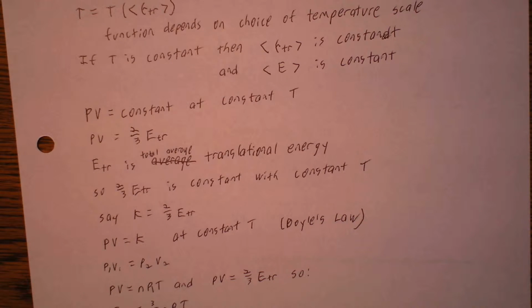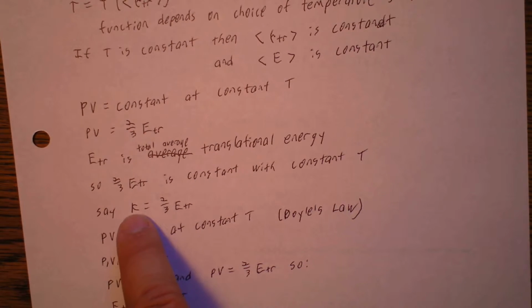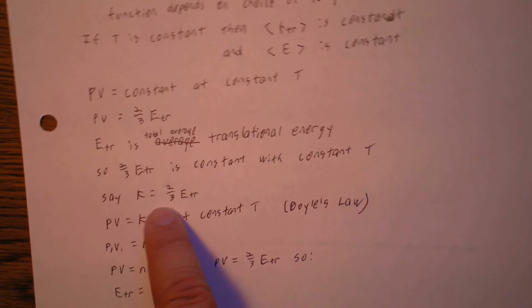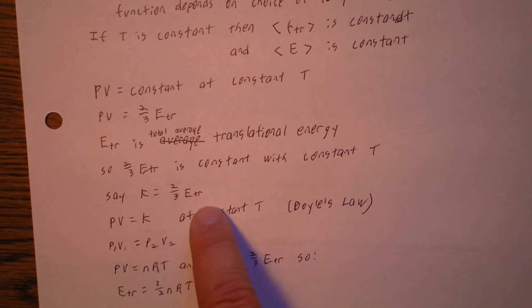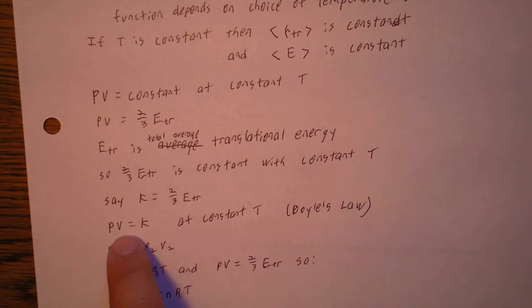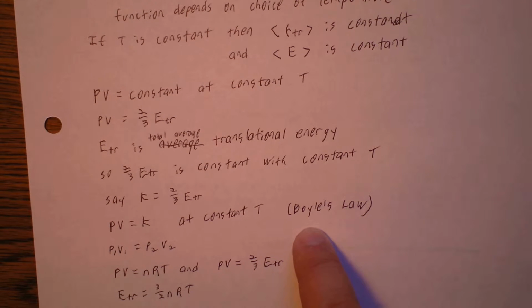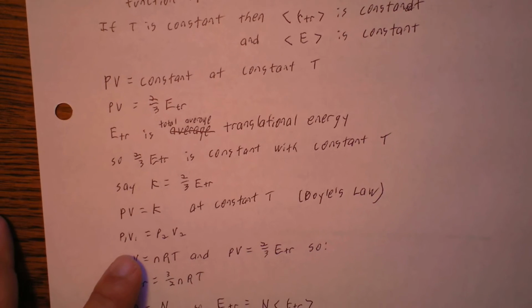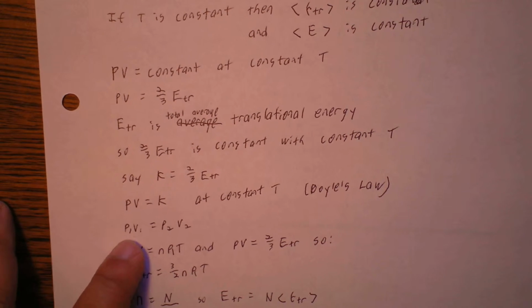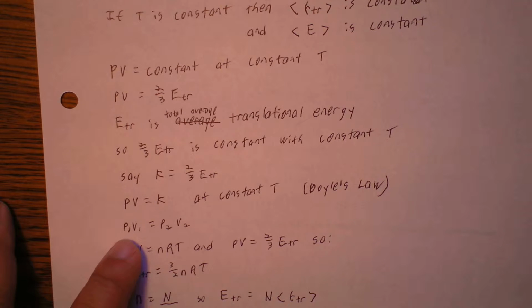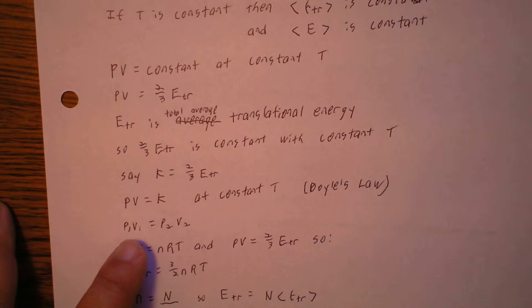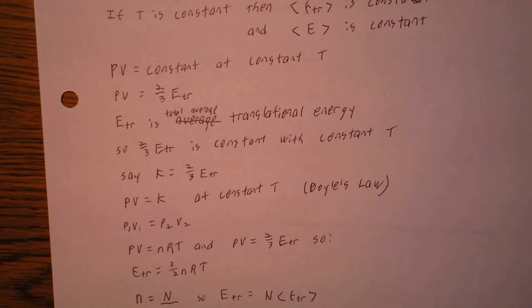Now let's say that we have this number K, a constant, that's equal to 2/3 energy of translation. Then we'll say PV is equal to K as long as you're at constant T. That's Boyle's law, which we talked about a long time ago. Therefore, at thermal equilibrium, we know that the pressure of liquid 1 times the volume of liquid 1 is going to be equal to the pressure of liquid 2 times the volume of liquid 2.